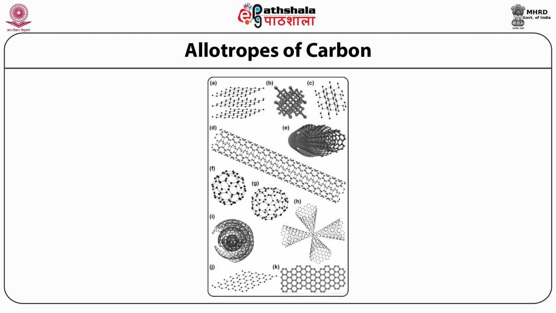Now here figure A represents the graphite, B diamond, C lonsdaleite, and the D figure shows the single-walled carbon nanotube, E multi-walled carbon nanotube, F fullerene C60, G fullerene C76, and H shows us the carbon nano horns, and the I figure shows the onion-like carbon, J shows the graphene, and the K figure shows us the carbon nano ribbons.